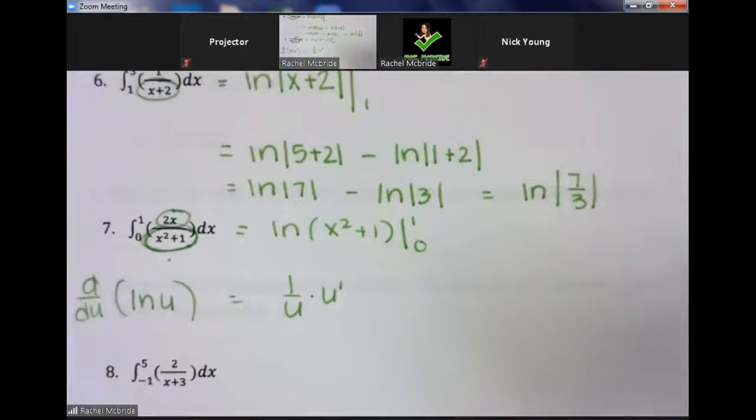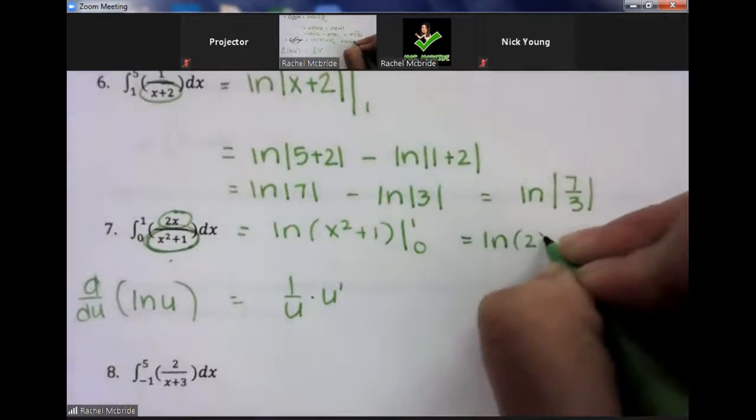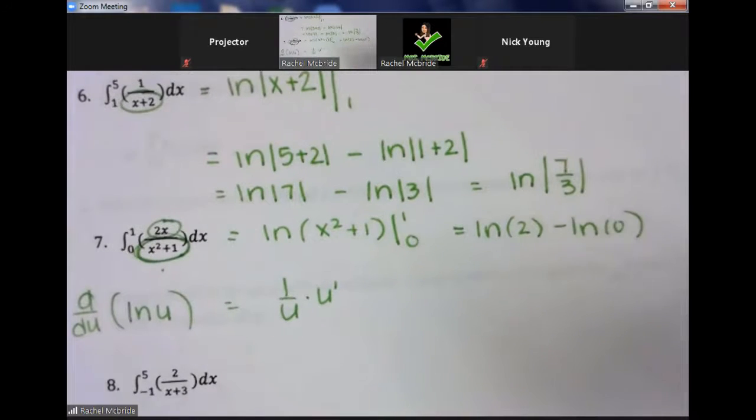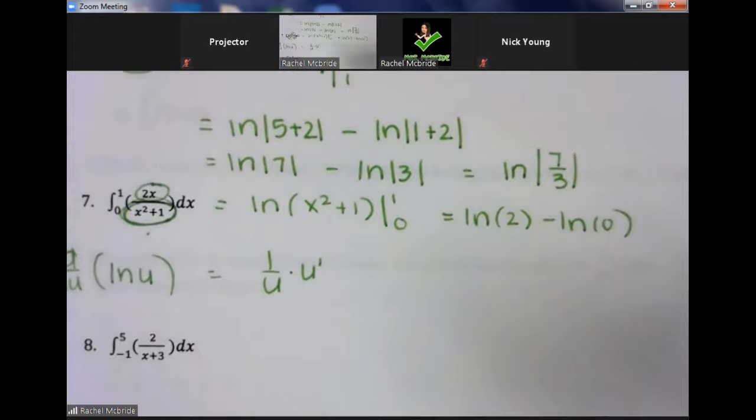From 1 to 0. Or the natural log of 2 minus the natural log of 0. And the natural log of 0 is not in our domain. So this would represent an integral that is not continuous, because 0 is not in the domain of the natural log.